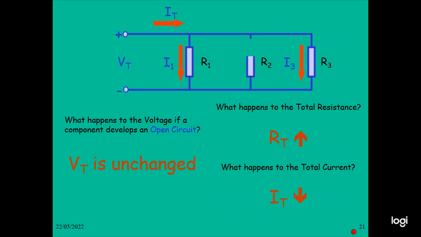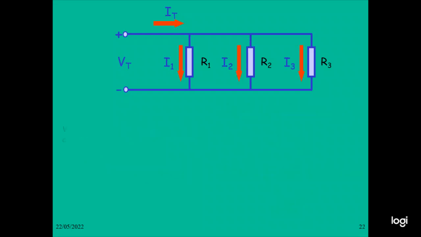RD will be increased and the ID will be down. So in this case, when R2 is open, the voltage is unchanged, the resistance will be higher and the current will be lower. What happens to the voltage when the circuit is a short circuit?